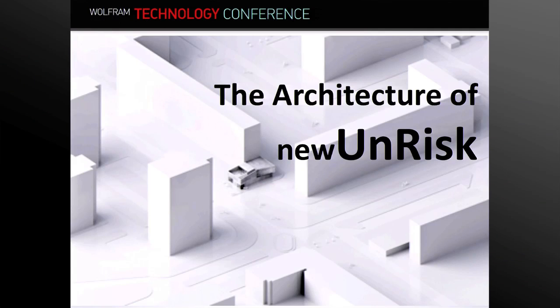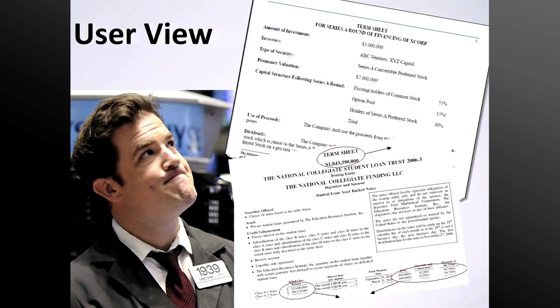So we will switch now and make the general part of the talk. We will talk about the architecture of the new UnRisk, and you have a user view. When you are a quant or when you are working in a bank, you have this term sheet view, meaning that you have a PDF document which can be 100 pages, where you have the information how your financial contract is built up.